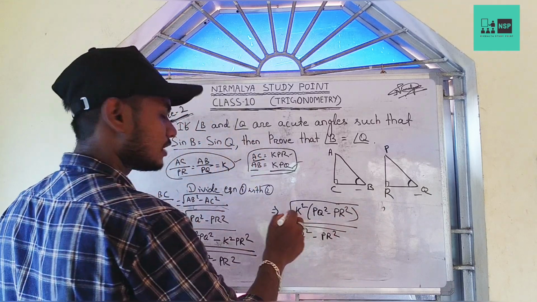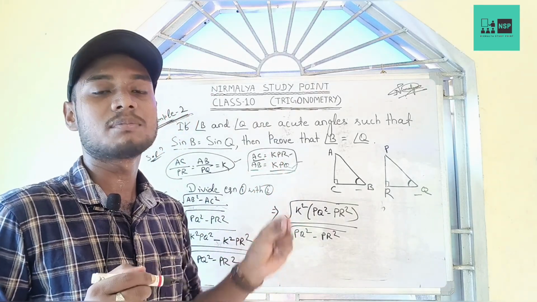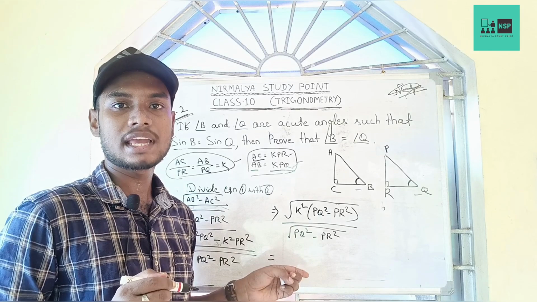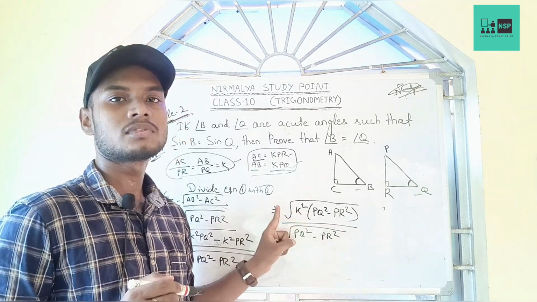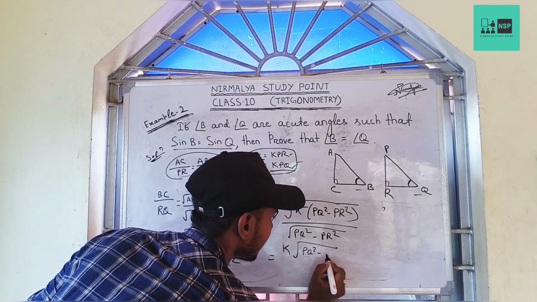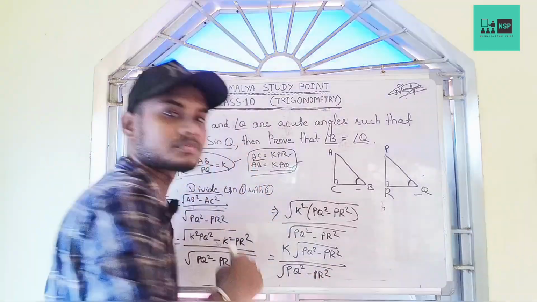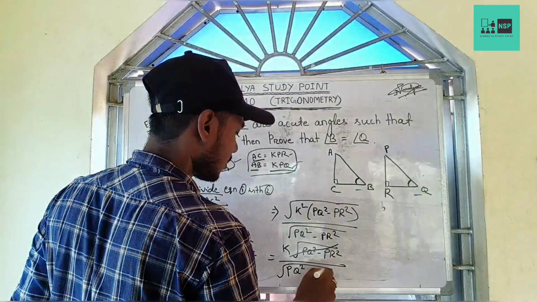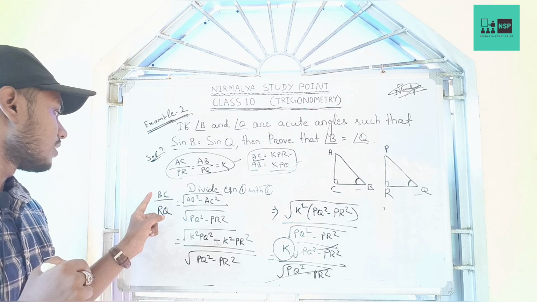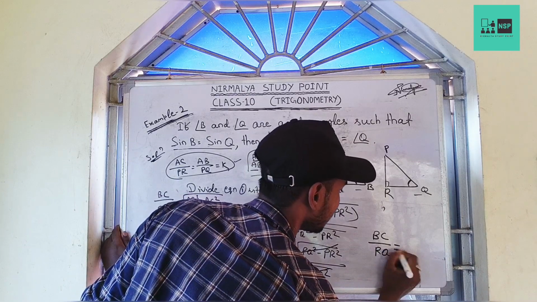Okay, so as we know, if we have to remove the root, if two same numbers are present, we can simply remove the root. Here K square, that is K into K, two Ks are present, so we can simply remove the root here. So K into root of PQ square minus PR square divided by root of PQ square minus PR square. PQ square minus PR square and PQ square minus PR square will cancel. So what remains? K remains. So BC by RQ is equal to K.